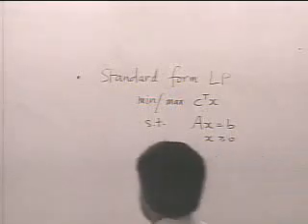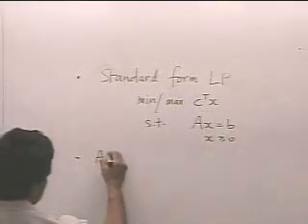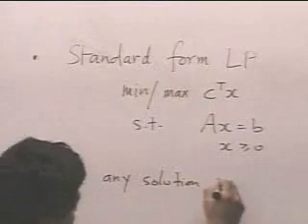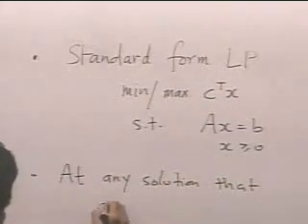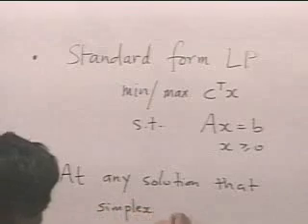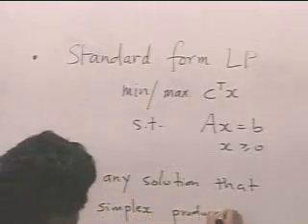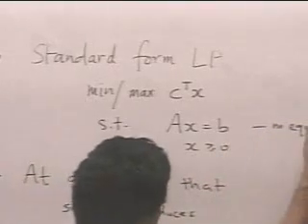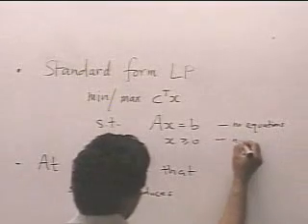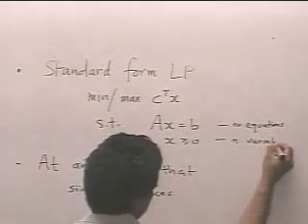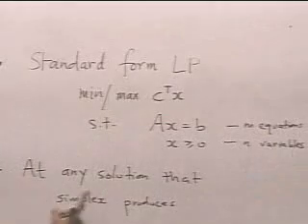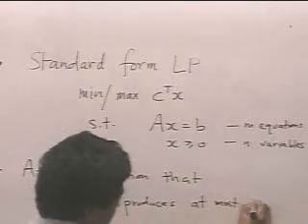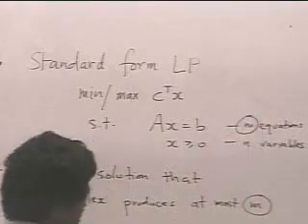The next thing I want you to know is that at any solution that simplex produces, if there are m equations here and n variables, then at any solution that simplex produces, at most m, so this is the same as the number of equations, variables are positive.